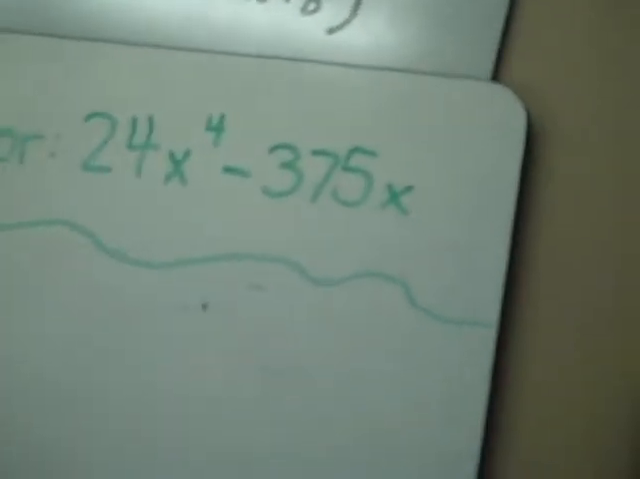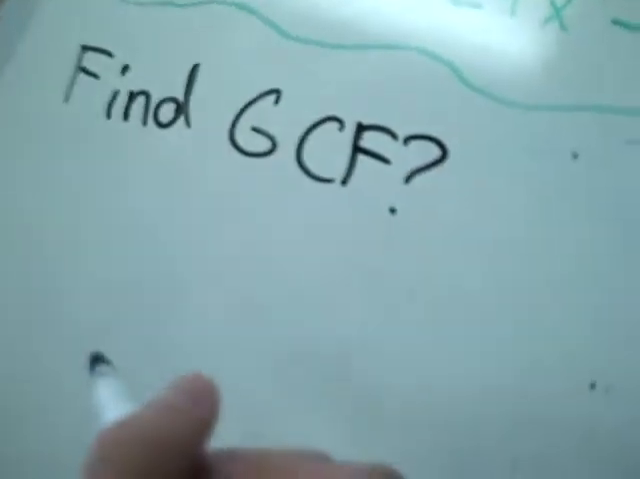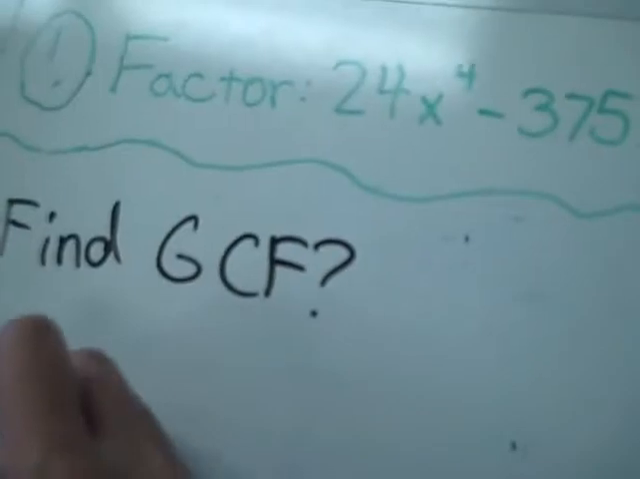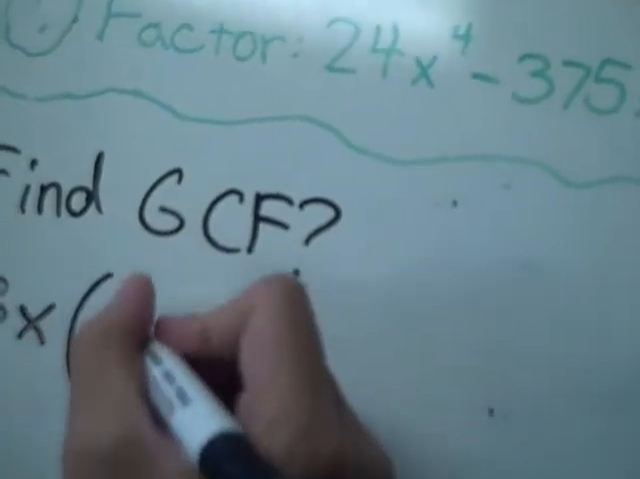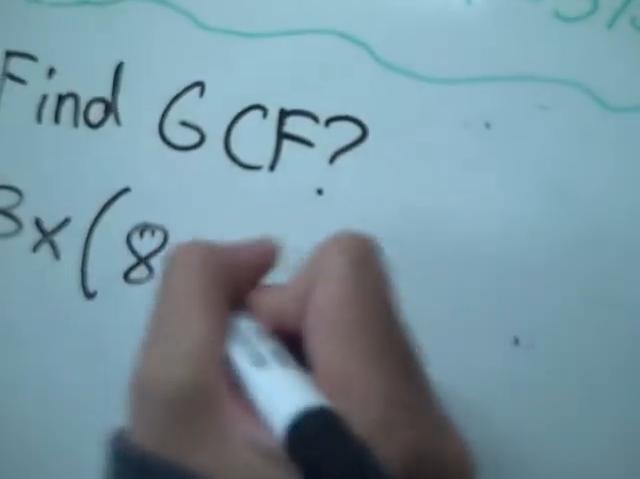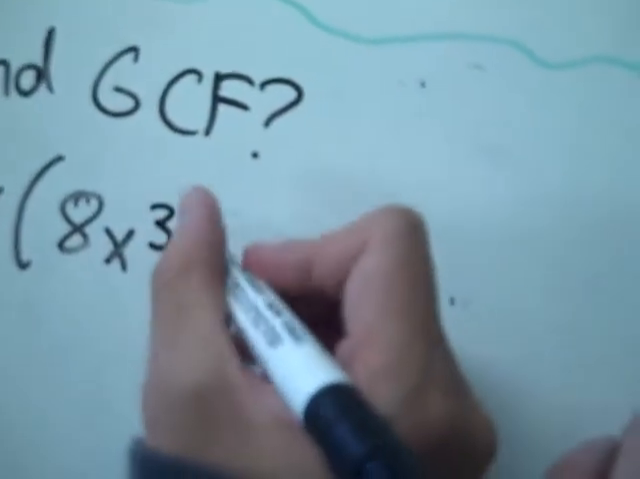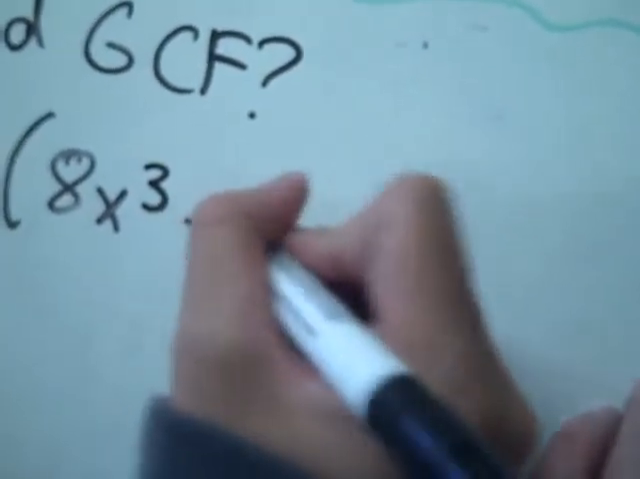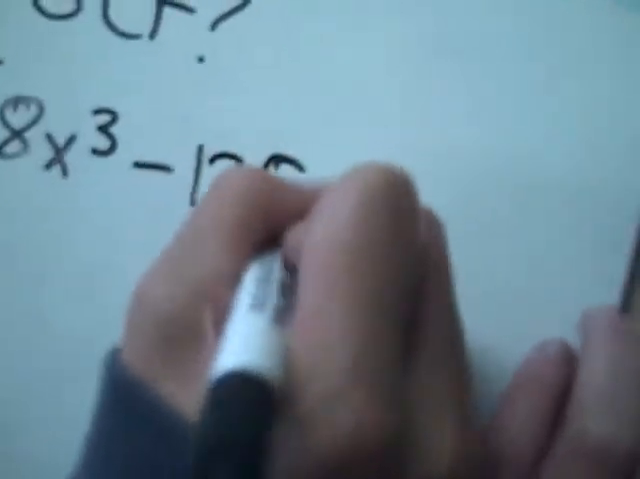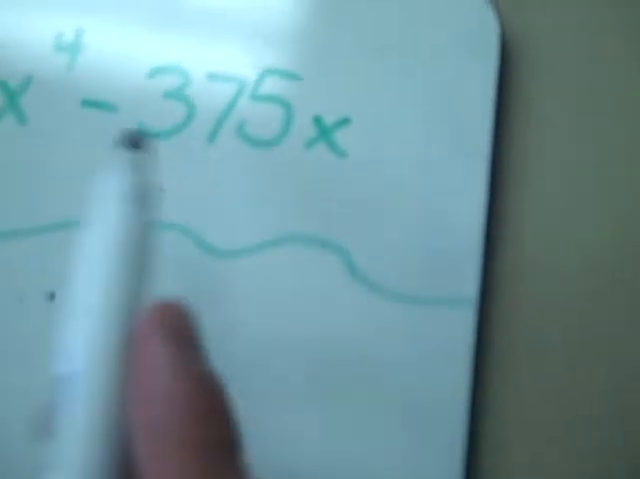Now, for number 1, how do you factor 24x to the 4th minus 375x? Well, first you find your GCF. What is the GCF? It is the greatest common factor. The greatest common factor in this equation is 3x. So you take out a 3x. Now, 3x times 8x cubed equals 24x to the 4th, and then minus 125. 3x times negative 125 equals negative 375x.